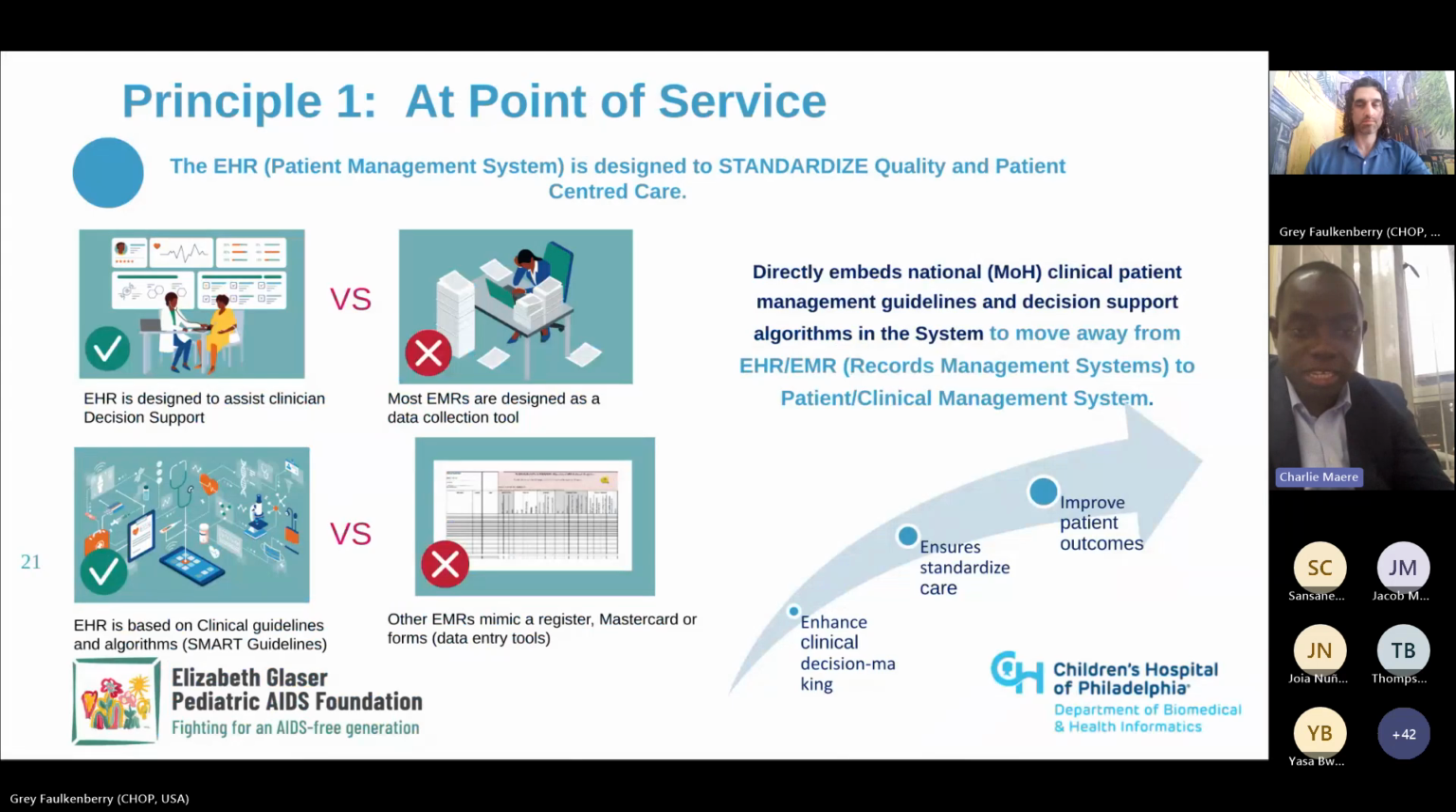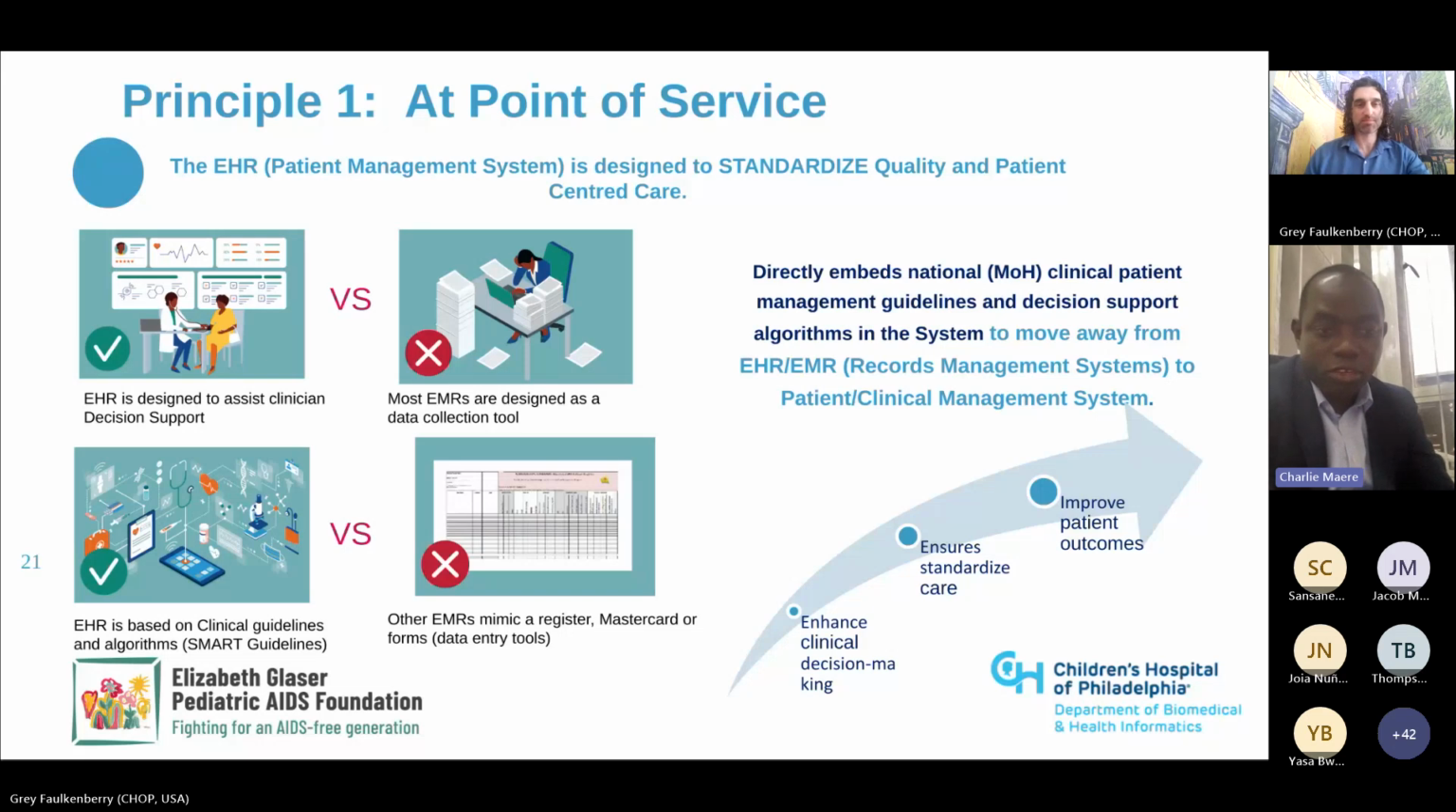Next slide. So we are driven by three principles. Principle number one, we focus at point of service, where a clinician is interfacing with a patient. And in the approach, we actually train the clinicians to change the way they see digitization, having systems or EHRs which are designed to assist clinician decision support, rather than systems which are designed to collect data. So it's a big paradigm shift.